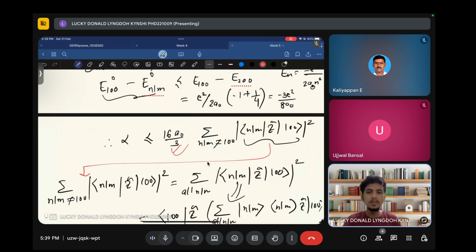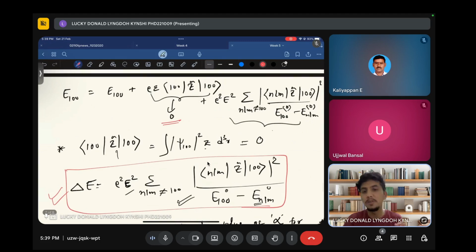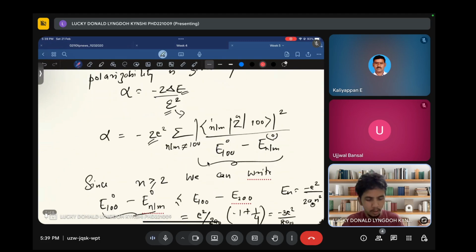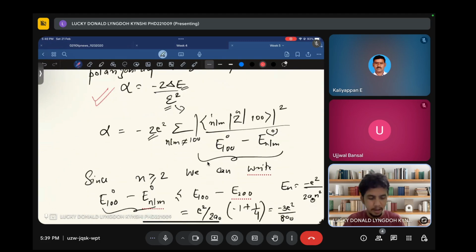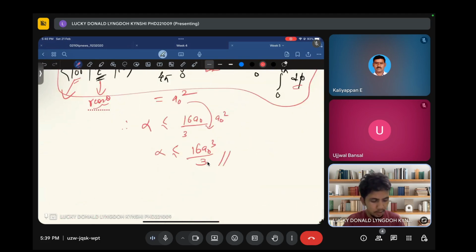In this question it asks only for the first order and the second order. That is what you have solved here. This is your second order correction term, because your first order correction term is equal to 0. Then they also ask about the polarizability, and polarizability depends upon your delta E here. That is why you solve this alpha, which is approximately less or equal to 16 a naught cube by 3. So now your week 4 assignment is done.